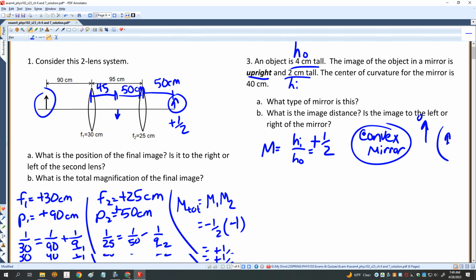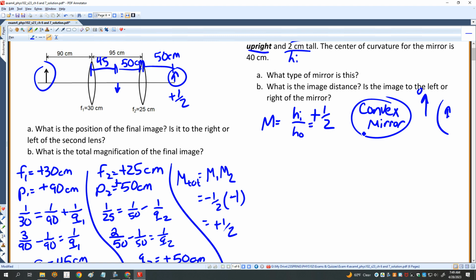And then I want to know, what is the image distance? Is the image to the left or right of the mirror? Well, I know that it's actually to the right of the mirror just because I know what types of mirrors produce what types of images. But I want to know the actual image distance. So I know that 1/2 is equal to negative q over p. I also am given the center of curvature. So I know that the focal length is 40 divided by 2, which is equal to 20, but this is a convex mirror, so this has a negative focal length. Very important step right there, that you know that the focal length is negative.